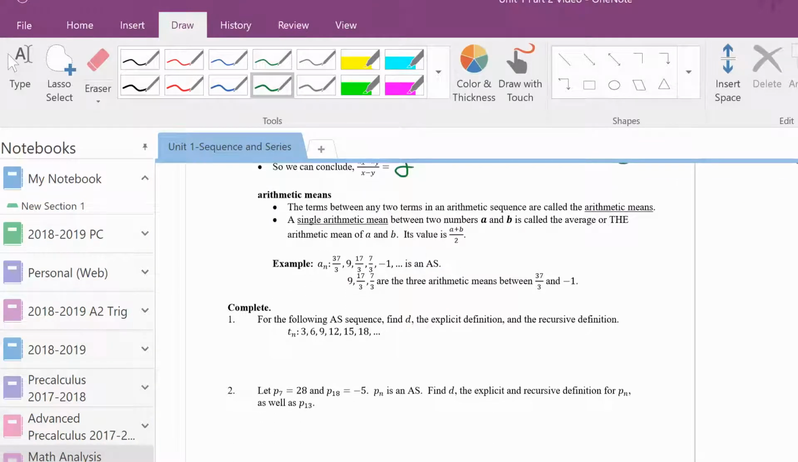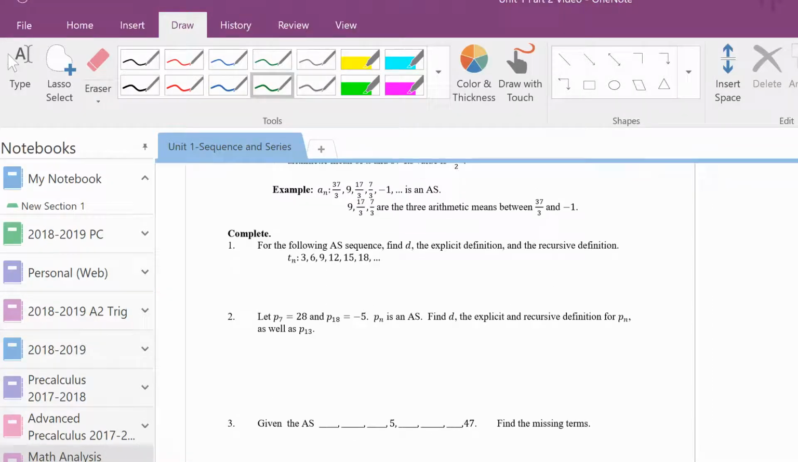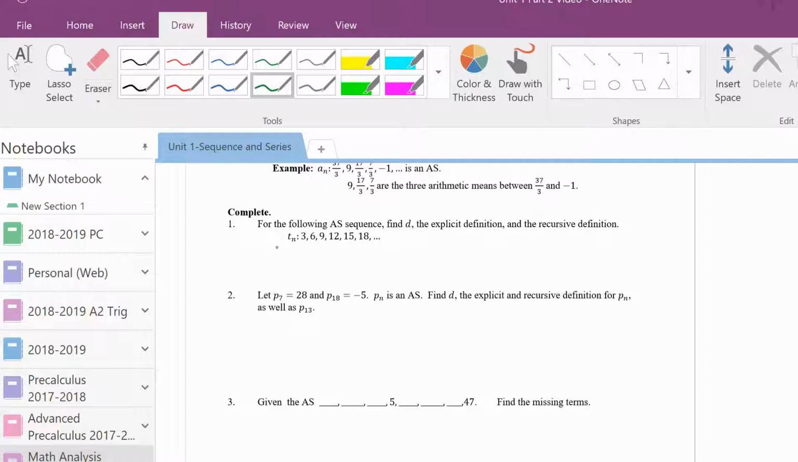We'll talk about what arithmetic means are in a second. But first, let's answer the question. For the following arithmetic sequence, find d, the explicit definition, and the recursive definition. Notice the difference here. You're adding 3 from term to term, so that is d.